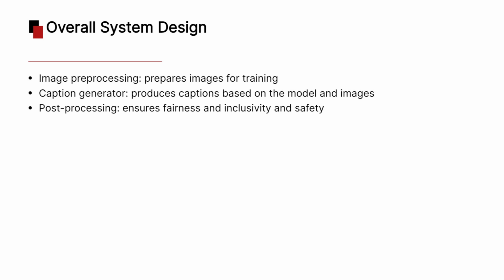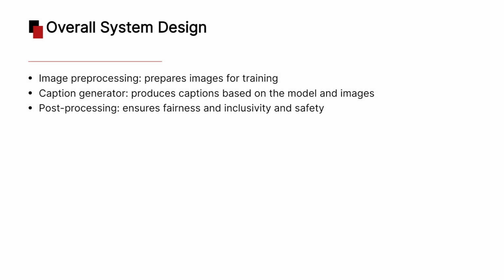2. Caption generator. The core of the system, this module uses the trained image captioning model, combining an image encoder and a text decoder to produce captions. Given an input image, it extracts visual features and generates a descriptive caption token by token. Beam search or other sampling techniques are often employed here to produce fluent and coherent sentences.